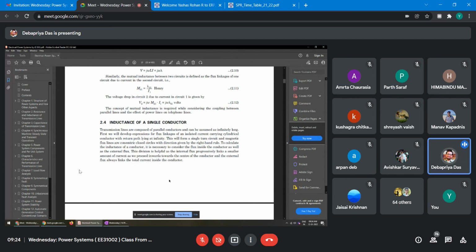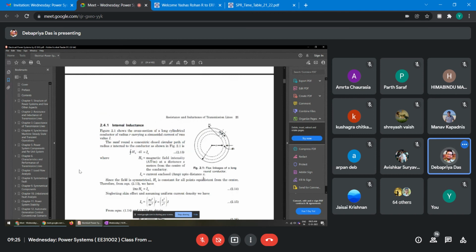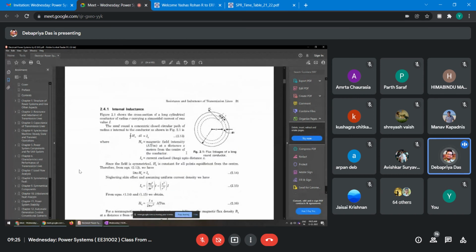So this division is helpful as the internal flux linkage progressively links a smaller amount of current as we proceed inwards towards the center of the conductor. That means when you are moving from the center to the surface of the conductor, the internal flux is increasing, or in other way it is decreasing from surface to the center, right? And external flux, external to the conductor, links the whole current of the conductor, right? So first we will see the internal one, right? Internal inductance. You will see it is independent of anything.